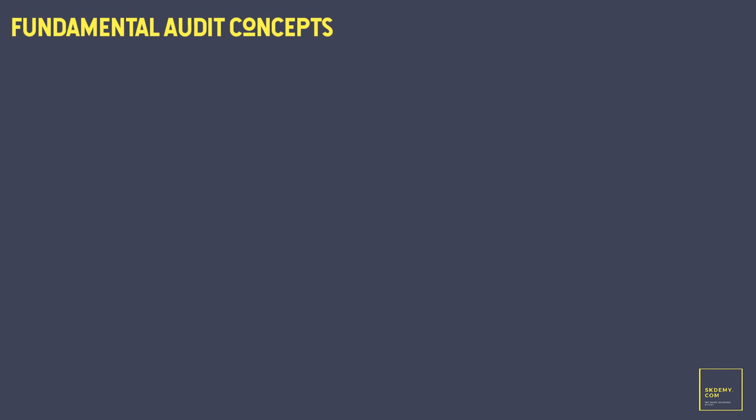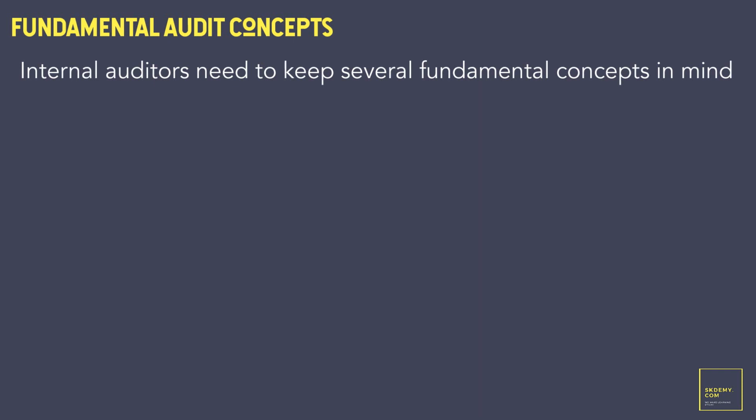Before we dive into the analysis and evaluation topics, let's do a quick recap of some fundamental audit concepts that are essential for this phase. During the audit process, internal auditors need to keep several fundamental concepts in mind to ensure the quality and effectiveness of their work. These concepts include audit evidence, professional skepticism, materiality, risk assessment, and the concept of control.